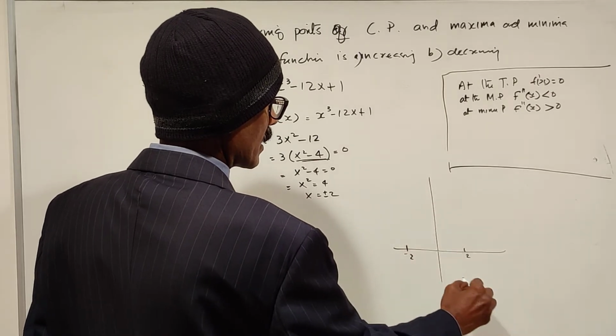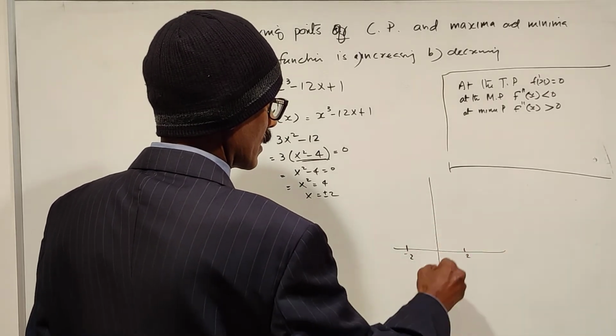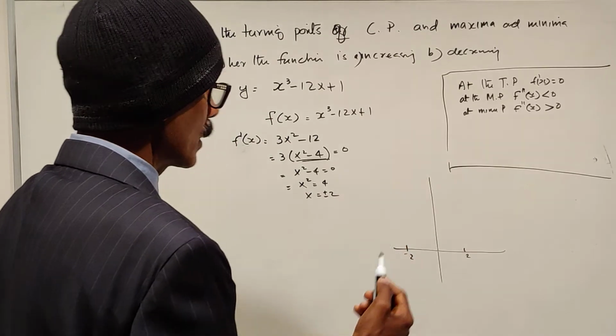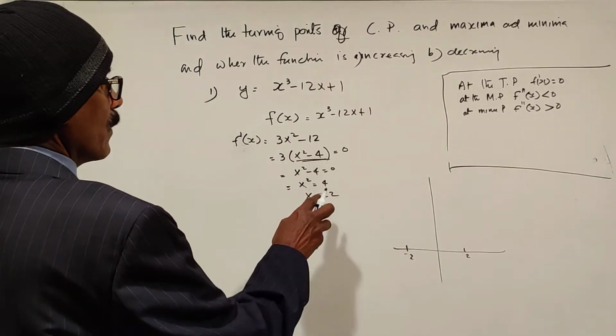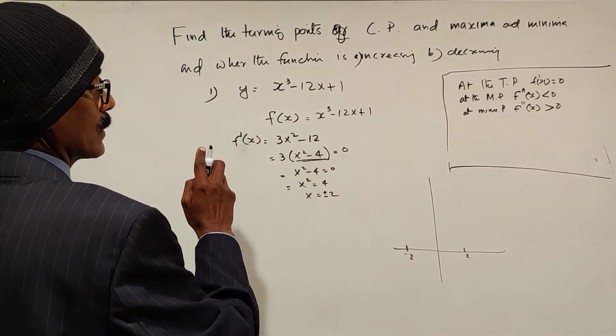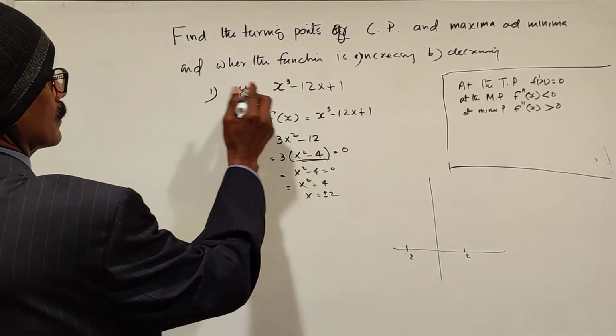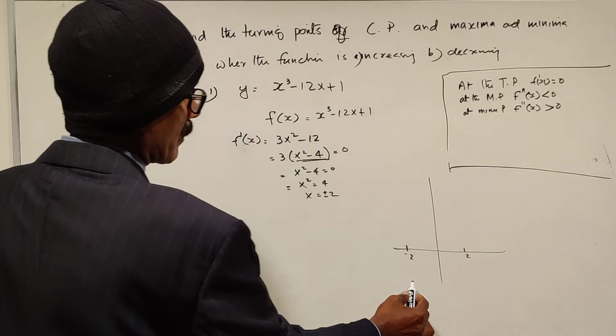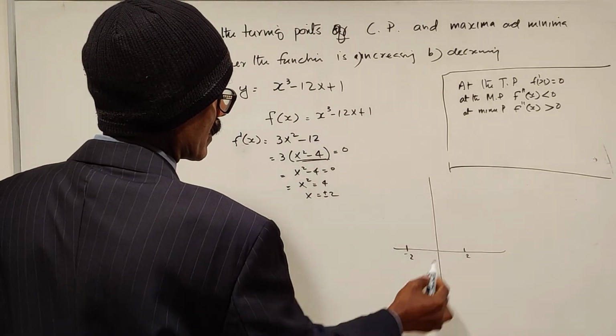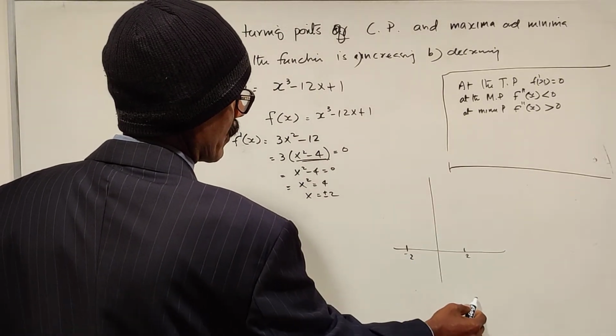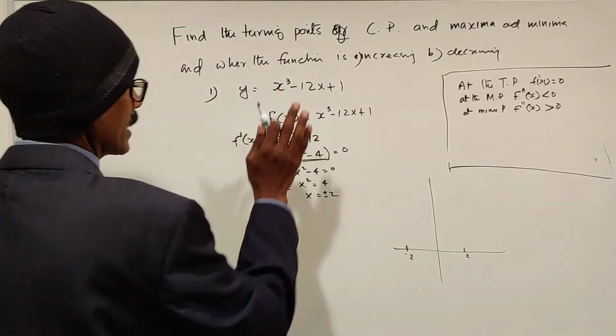Maybe the graph is like this or the graph is like this. We don't know. We need to find out. When x is equal to 2, find y. So you get the points. Sometimes the point is here, sometimes the point is here, so you need to find the exact point.